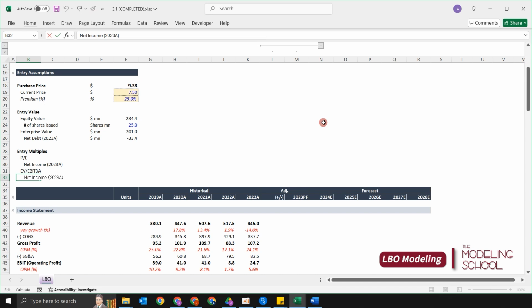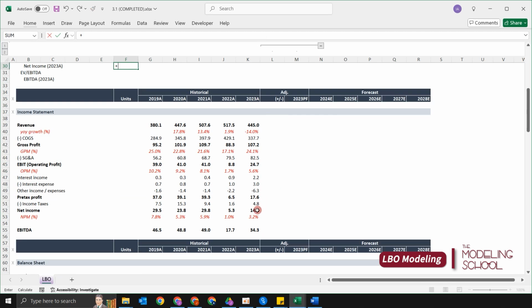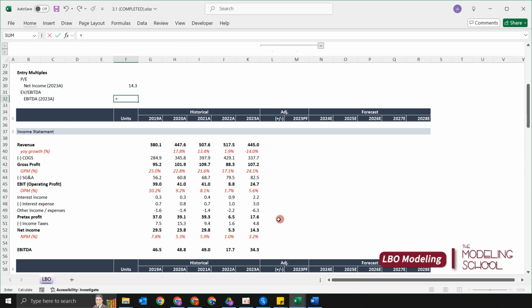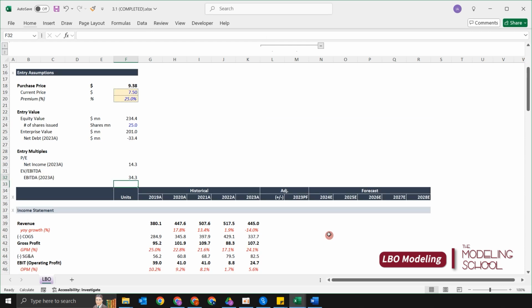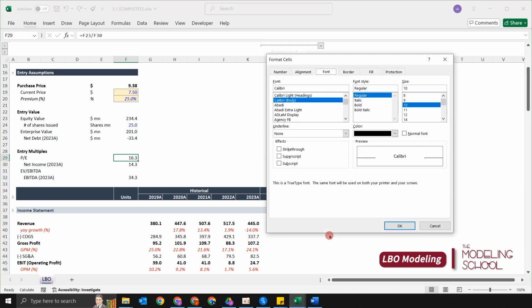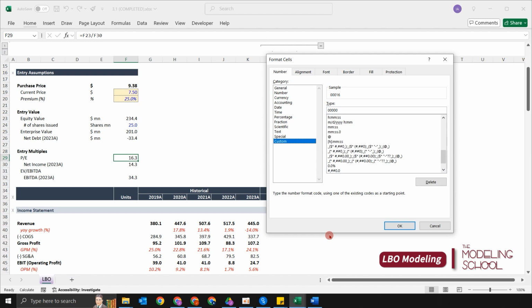And same for EV/EBITDA multiples, we're going to need the EBITDA for 2023. Net income, we're going to link it to the $14.3 million net income and the EBITDA as well, which is 34.3. We're simply going to divide equity value by net income, and we get a price to earnings entry multiple of 16.3. We're going to do a little bit of formatting.